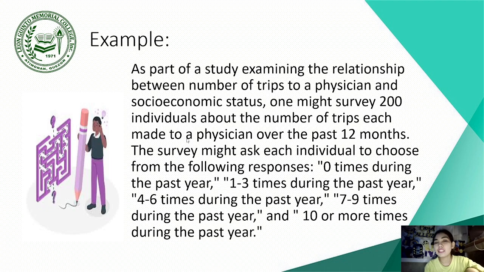As part of a study examining the relationship between the number of trips to a physician and socioeconomic status, one might survey 200 individuals about the number of trips each made to a physician over the past 12 months. The survey might ask each individual to choose from the following responses: 0 times during the past year, 1 to 3 times, 4 to 6 times, 7 to 9 times, and 10 or more times during the past year.